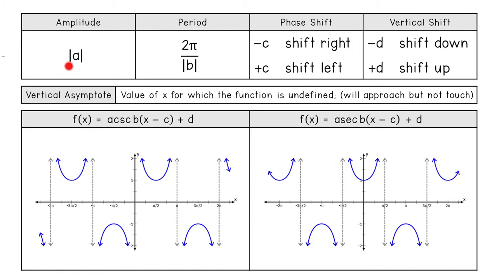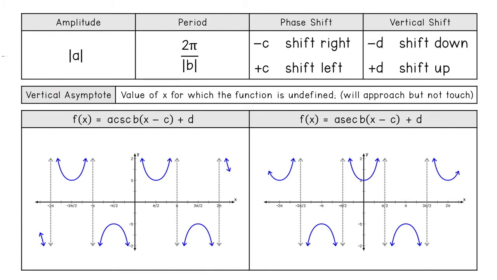Amplitude is always going to be the absolute value of A. Period is going to be 2 pi divided by B. C, so this is the one that's inside parentheses. If it's minus, you'll shift right. If it's plus, you'll shift left. And then vertical shift, this is D. This is the very last number you would see. Minus is down, plus is up.